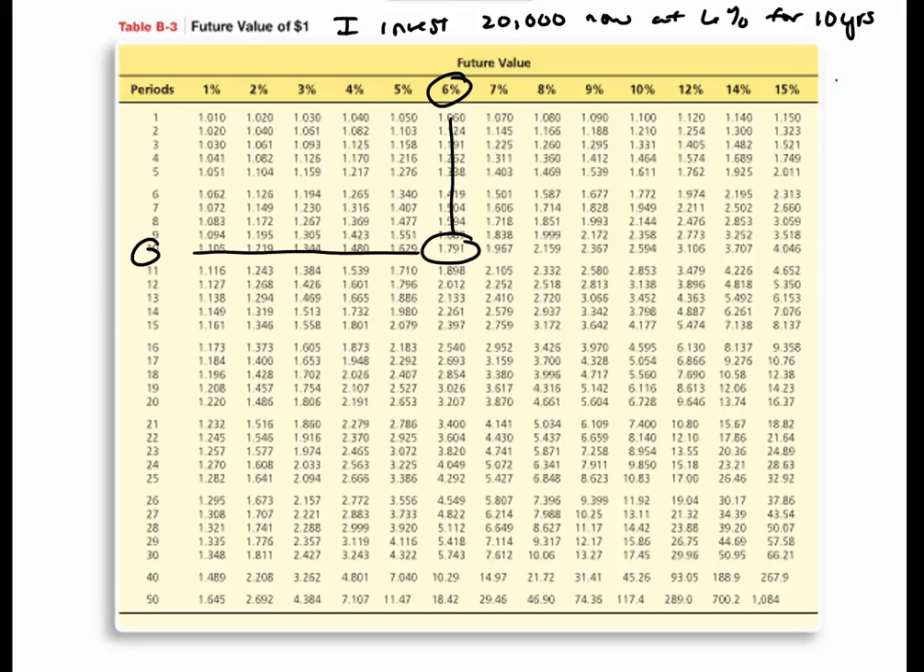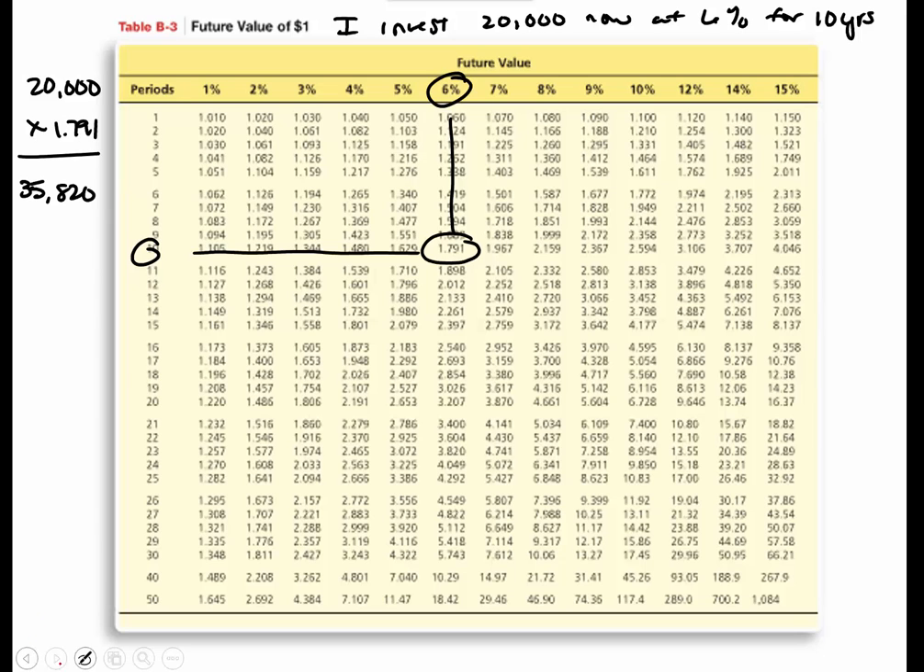1.791. So I would take my $20,000 that I'm investing, my one-time lump sum, times 1.791. I'm assuming I'm earning 6% interest for 10 years, and so I would get $35,820. If I take $20,000 now, let it sit there at 6% for 10 years, in 10 years, I will have $35,820. That's what the future value tells you.